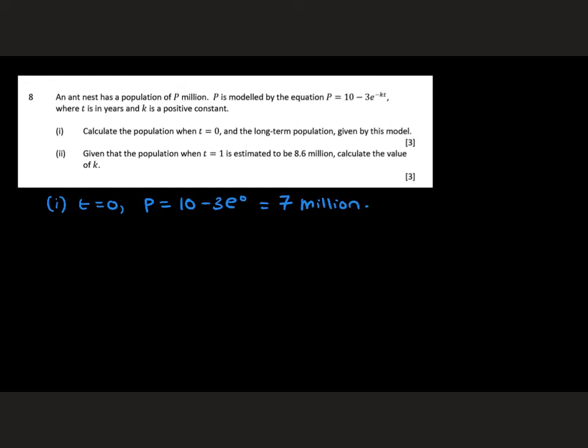Now, there's another part to this, the long-term population. This is what happens when t approaches infinity. Now, when t approaches infinity, e to the minus t will approach 0. It doesn't matter that there's a factor of k there. As t gets larger and larger, e to the negative t will become closer and closer to 0. And you can check this on your calculator always. If you're never sure, input a very, very large value for t and see what happens. So this means that p will approach a value of 10 million.